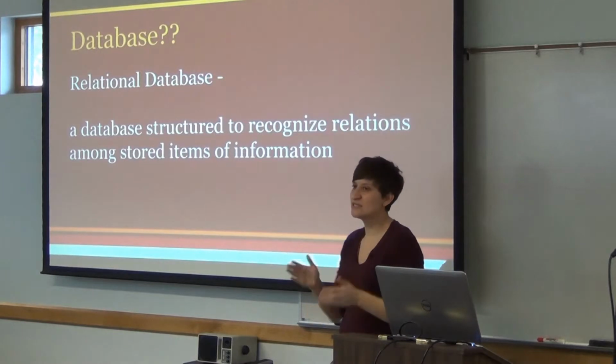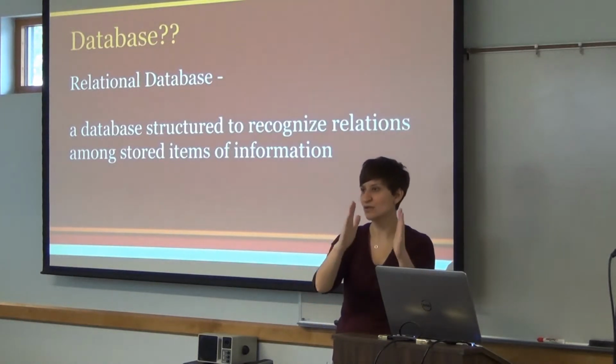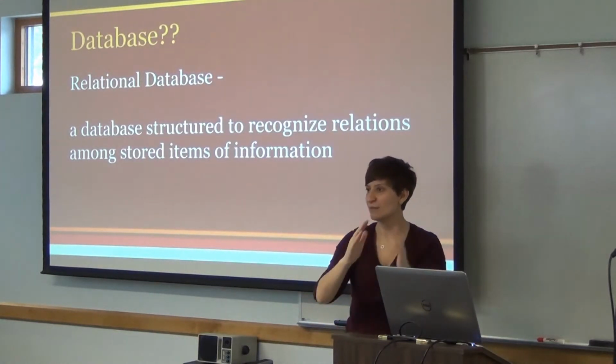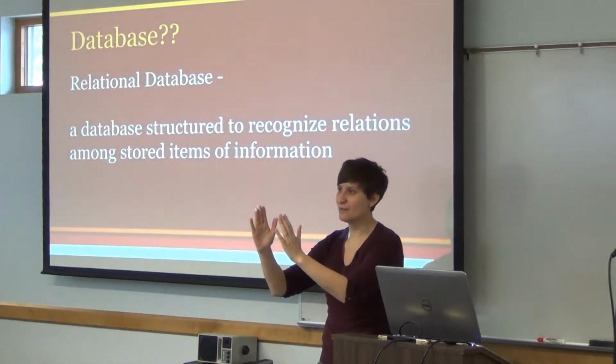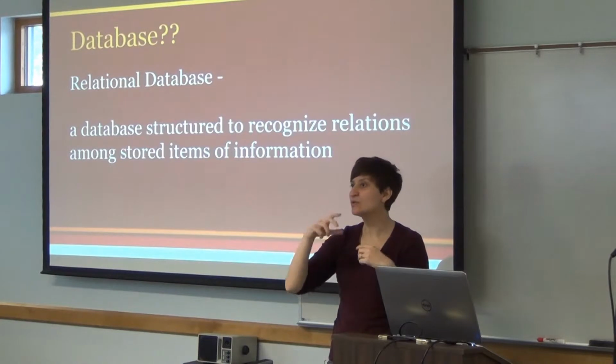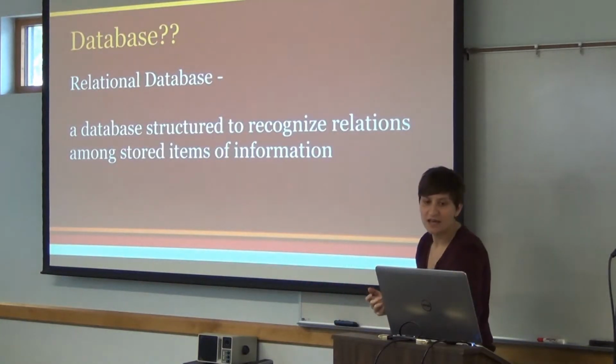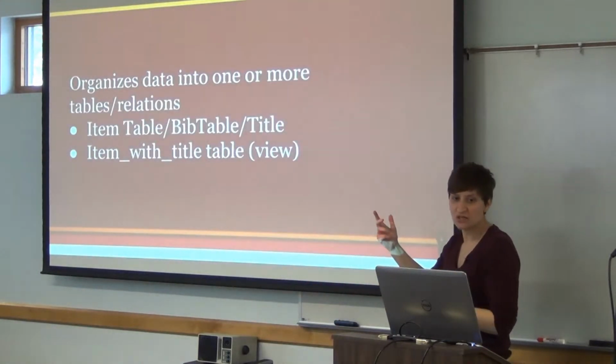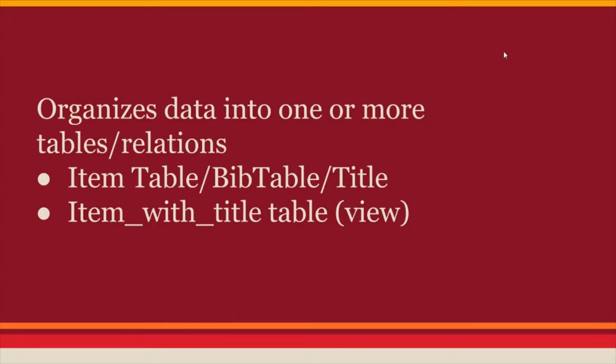With a relational database, you're given these distinct tables. This table is the bib table. This table is the item table, and they're connected, right? Through numbers, through keys is what it's called. And they have relationships to each other. So the data in Horizon is organized into these tables that are relationships.